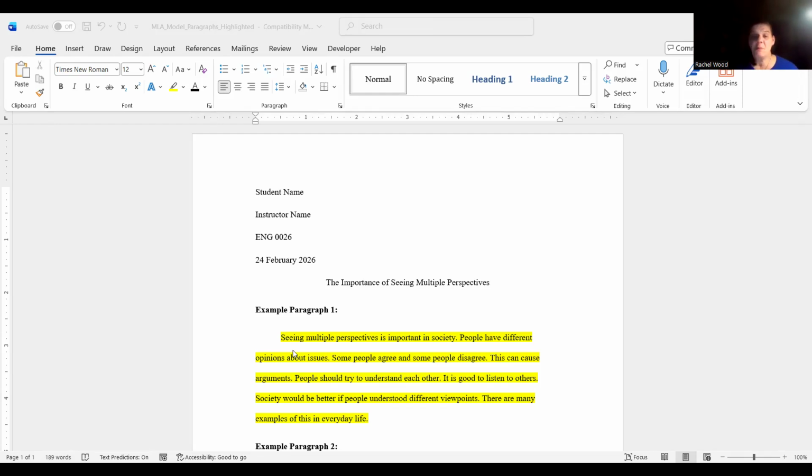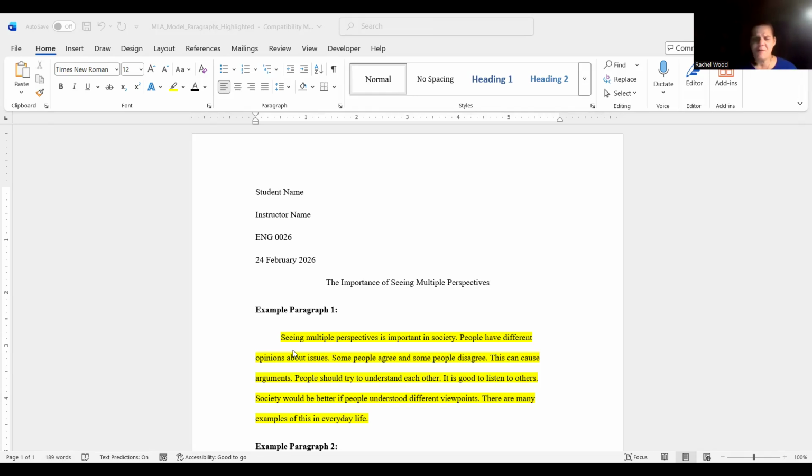It says, seeing multiple perspectives is important in society. People have different opinions about issues. Some people agree and some people disagree. This can cause arguments. People should try to understand each other. It is good to listen to others. Society would be better if people understood different viewpoints. There are many examples of this in everyday life.